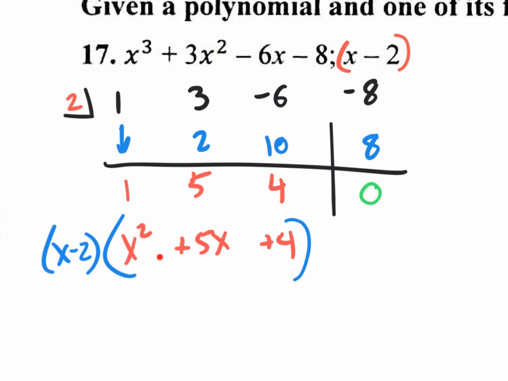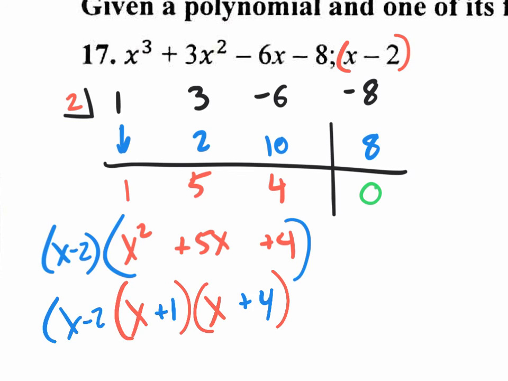But the question is, could I continue factoring here? They want us to list all the possible factors when we know that this is a factor. So could we continue factoring? What times what is 4 that if you combine together is positive 5? Positive 1 times positive 4. That's right. That is 4. And if you combine them together, it is positive 5. So they say x minus 2 is a factor. Find the other factors. The other factors are x plus 1 and x plus 4.